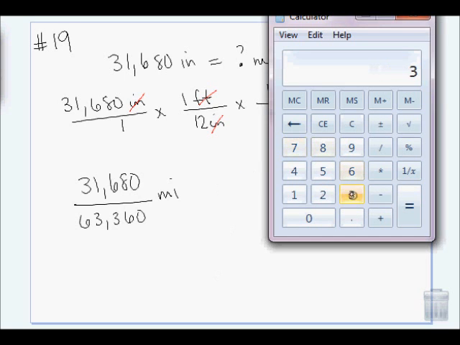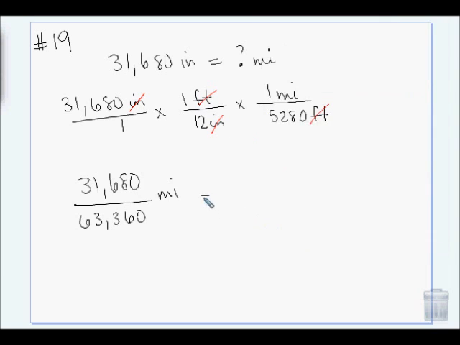So I've got 31,680 divided by 63,360. So I get half a mile.